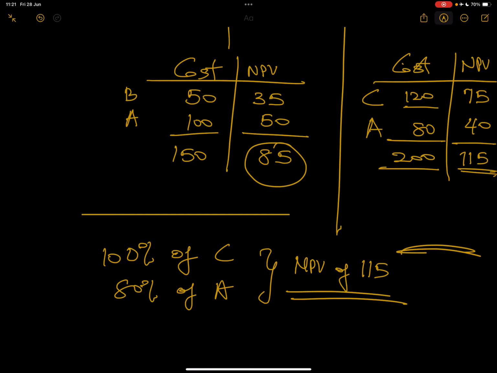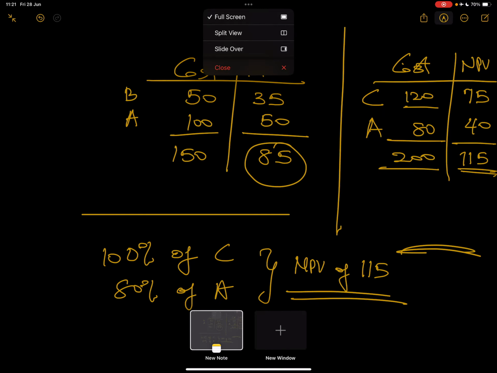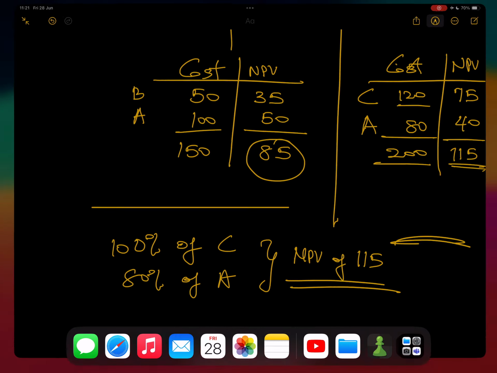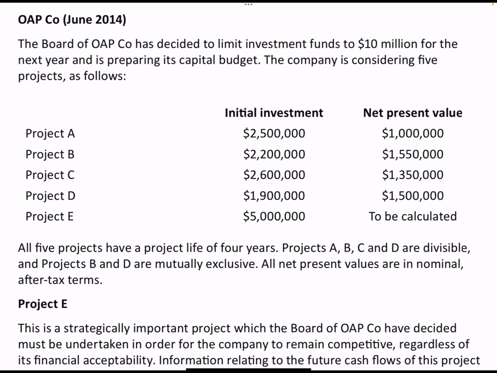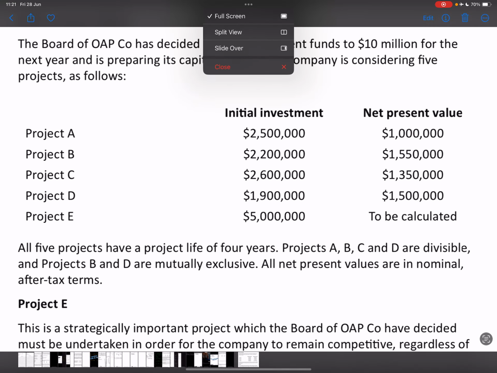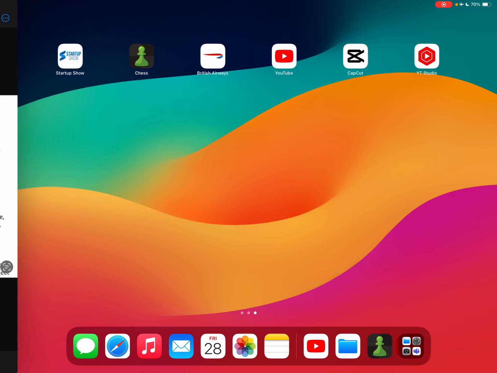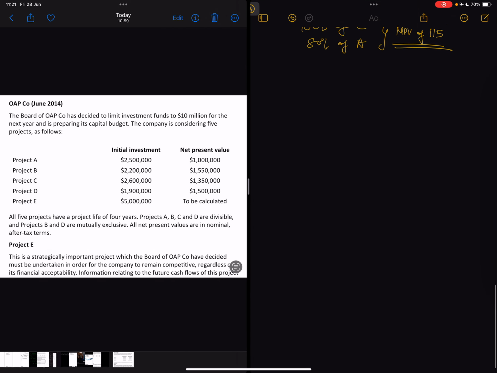I can just quickly look at another exam question, because I always like to. We can look at this question. Very beautiful question. You can see we have OAP that has investment options A, B, C, D, E. E's NPV is to be calculated, but let's assume it is 0 in this question, so that we can use this to do the calculation.